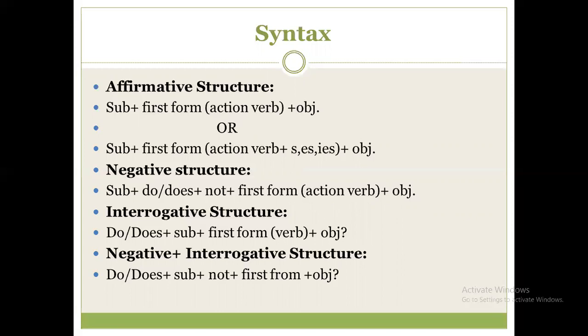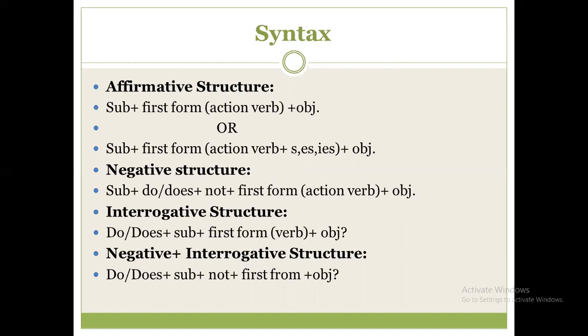In the negative, we have subject, then do or does, and after that not, and then first form of verb, and then object. Why are we not going to have the addition of S, ES or IES here? Because we have already done it with does. Does is actually the helping verb of present indefinite, in which ES is already added, and this helping verb does is for she, he, it, or any singular name, which we call the third person singular.